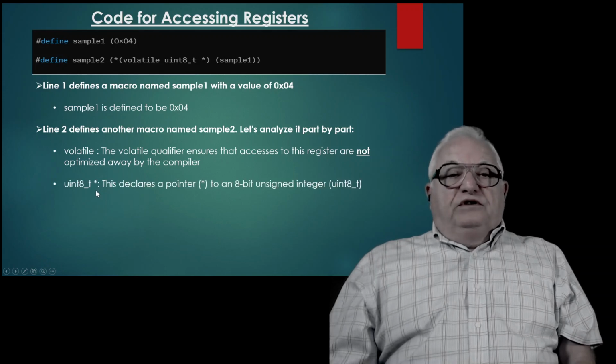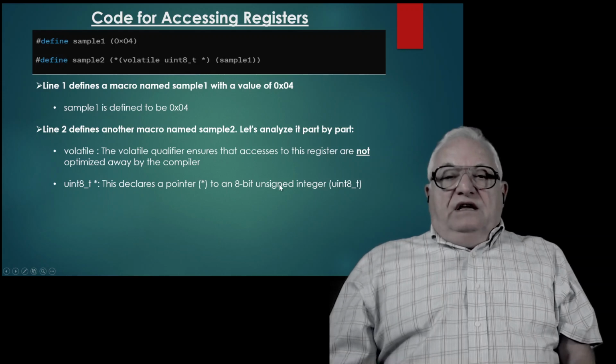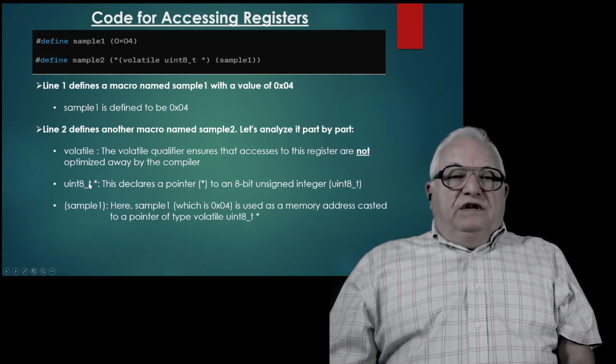Line number 2. This declares a pointer to an 8-bit unsigned integer. So if you have a variable and you want to assign it to be a pointer to an unsigned integer, that's what you put in front. So now why are we doing this?